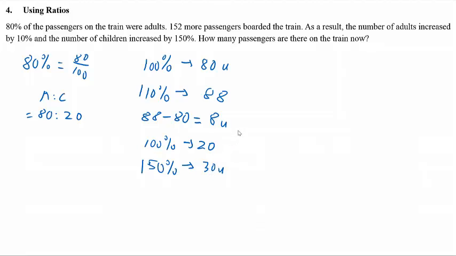Okay, so there will be a total increase of how many units? 38 units, right? This is the total increase. And these 38 units, we know, will represent this 152, right? So from there, you can find 1 unit. So 38 units is 152, right? So 1 unit will be 152 divided by 38, which is 4. Okay, so the question asks for how many passengers are there now. Right, now is after the increase, right?